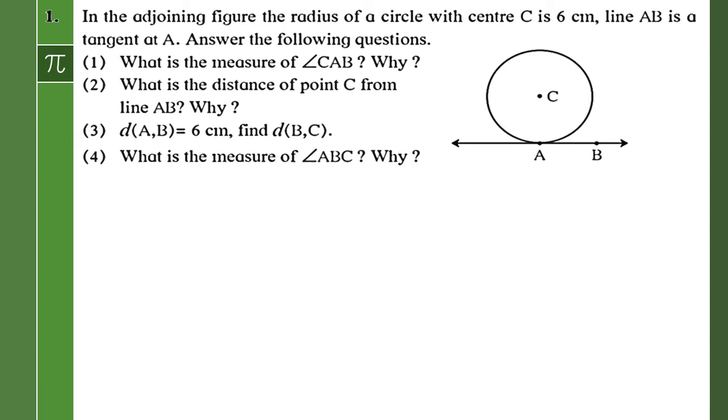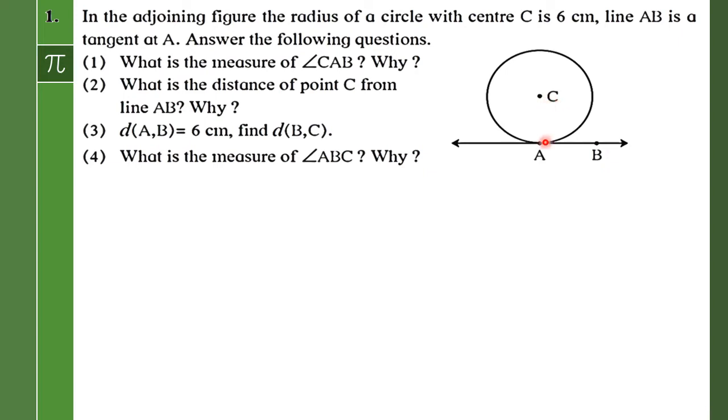So this is the first question in the practice set. Now in the adjoining figure, the radius of a circle with center C is 6 centimeters. Line AB is the tangent and A is the point of contact. We need to answer the following questions using this information. What is the measure of angle CAB and why?